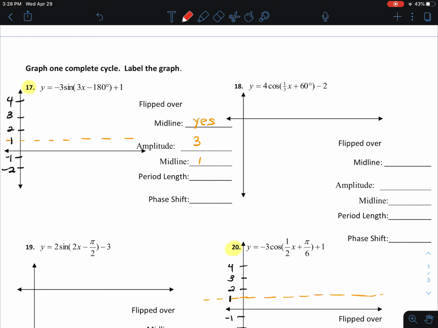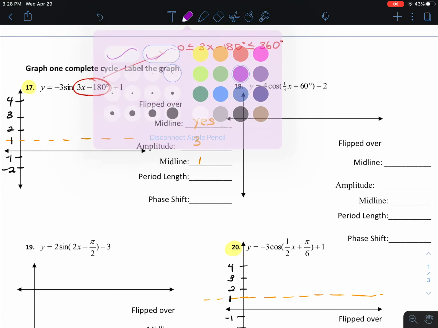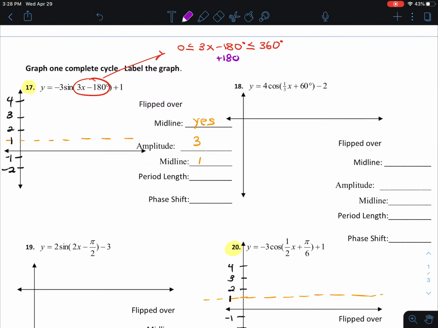Okay, now what I still have to do though is figure out where does this wave start and where does this wave stop. And so what you're going to do is grab the part that's in the parentheses here. That's the 3x minus 180. Since this is degrees, you're going to put that between 0 and 360. Okay, we're going to proceed to get that x in the center all by itself. So I'm going to add 180 to all three sections here.